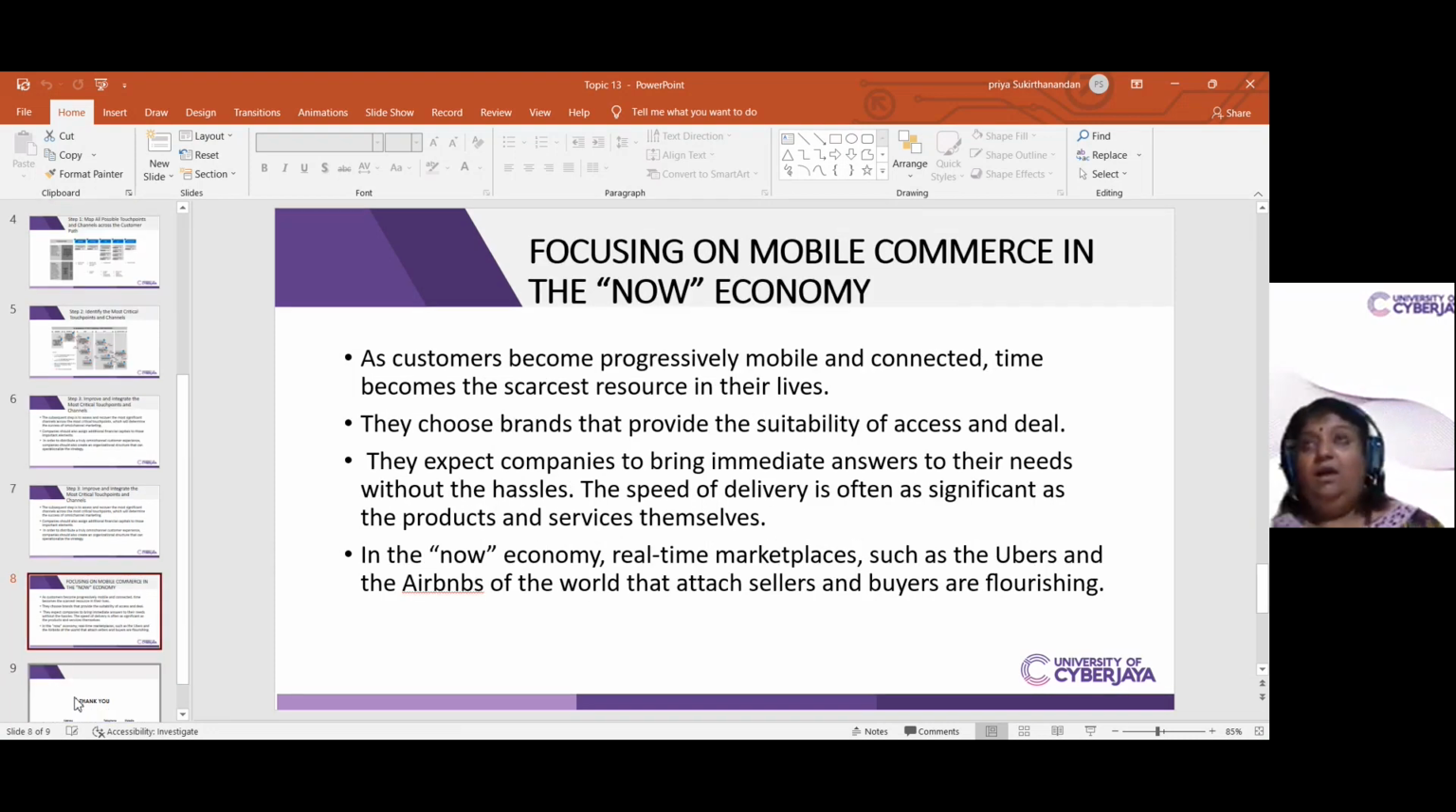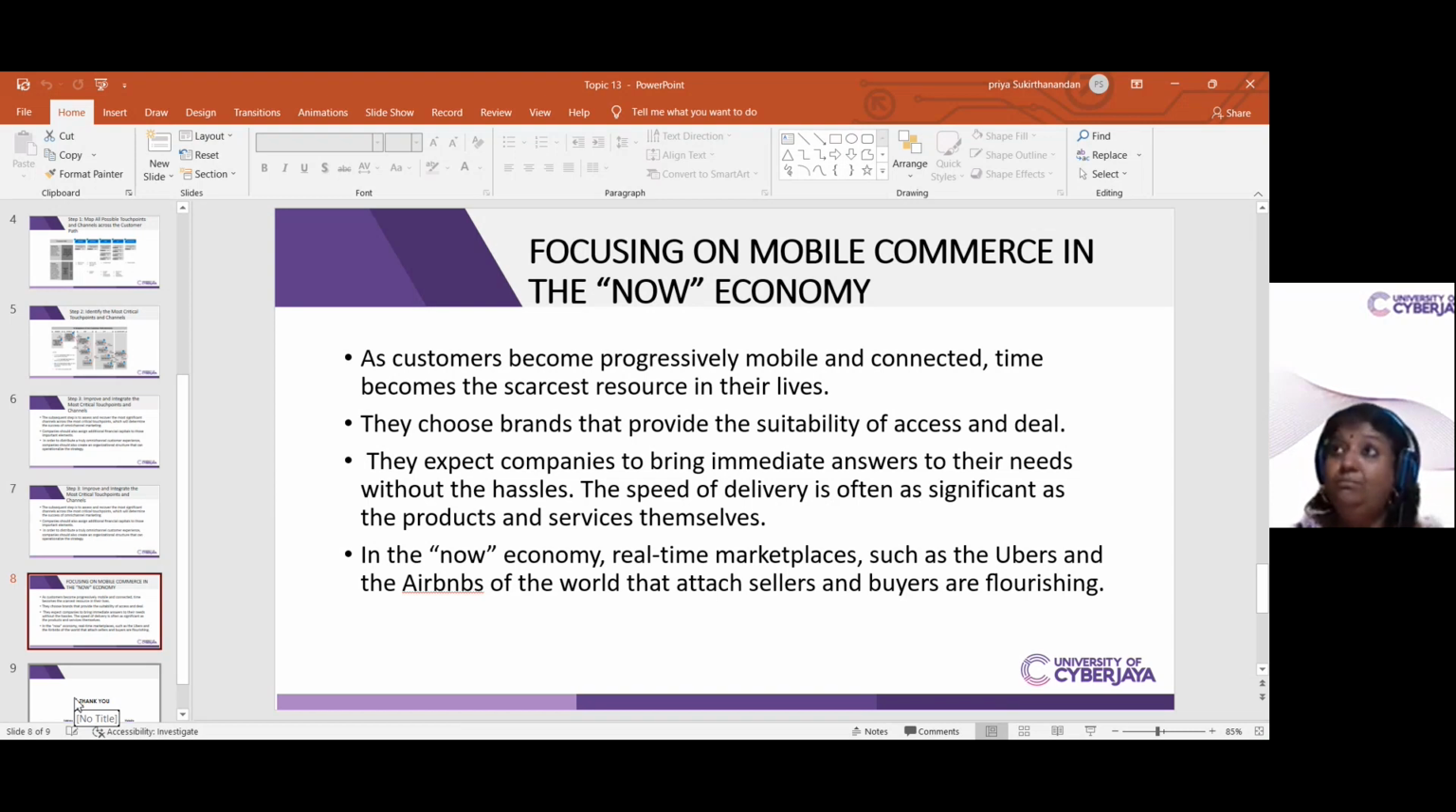Right. And now we move on to what we talk about as mobile commerce. Okay. When we talk about mobile commerce, we find that this is very much a now economy, because now customers get connected through their mobiles. So the mobile phone is actually the most important tool that they have. It is no longer a luxury, but it is now a necessity in all our lives. Okay. So they choose brands that provide the convenience of access and deals. So it's very, very important.